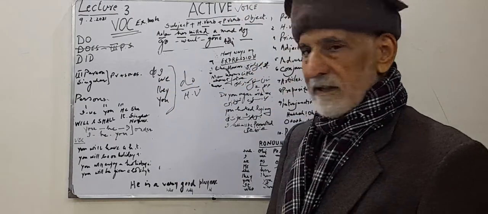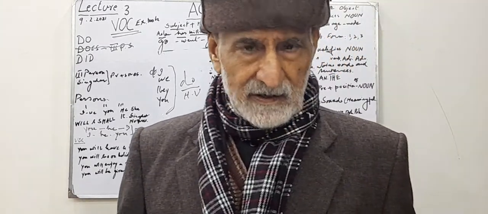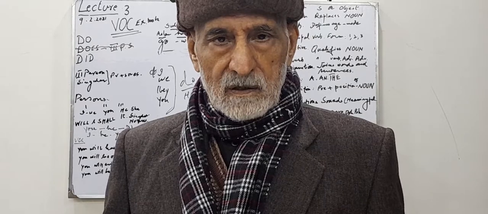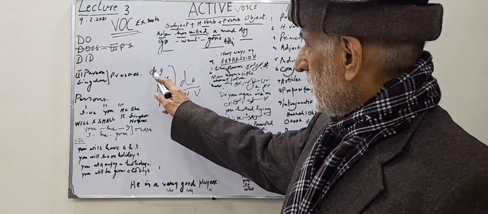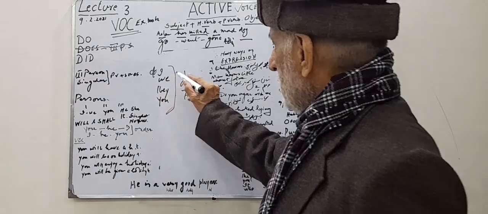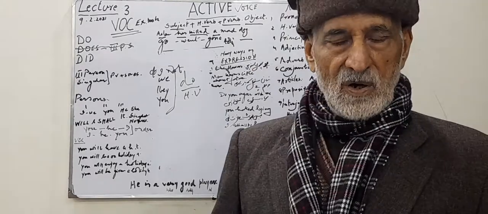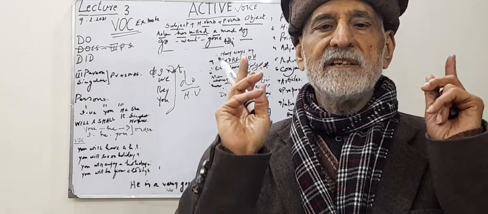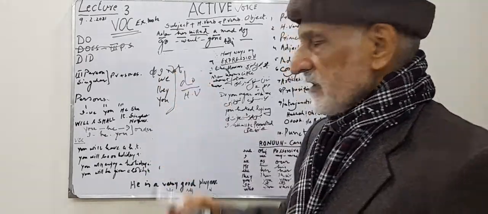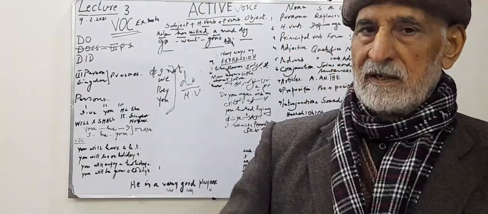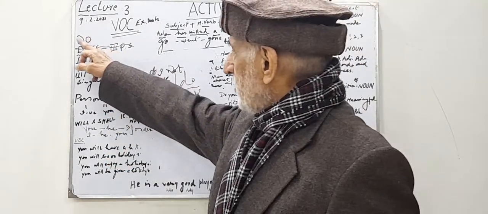Do I go to Lahore? Kya main Lahore jata hun? Do, before subject. Do I not go to Lahore? Negative as well as interrogative. So this is do and does.